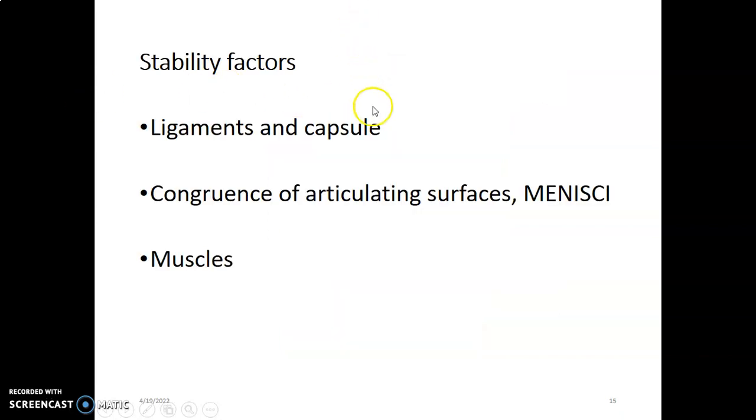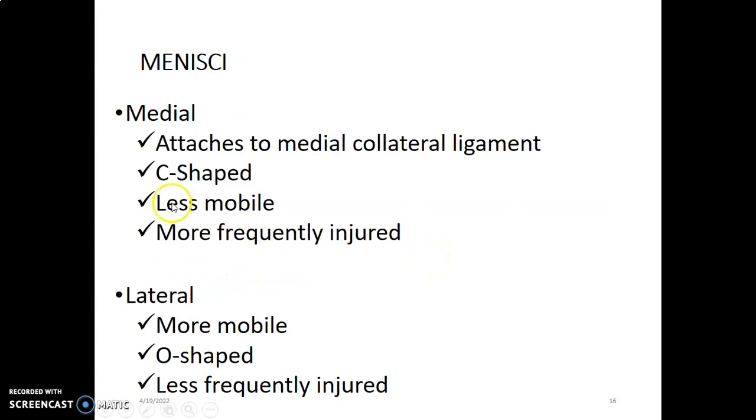So stability of any joint: you talk about the congruence of the articulating surfaces. The condyles of the femur are able to fit on the concave condyles of the tibia. And we also have the menisci, which are fibrocartilages at the knee. They help to increase the congruence of the bone. We have the ligaments, which we've talked about: patella ligament, medial collateral ligaments, oblique ligaments. All those, plus the capsule, are able to reinforce the stability of the joint. And then we also have muscles that are crossing the joint. They offer stability.